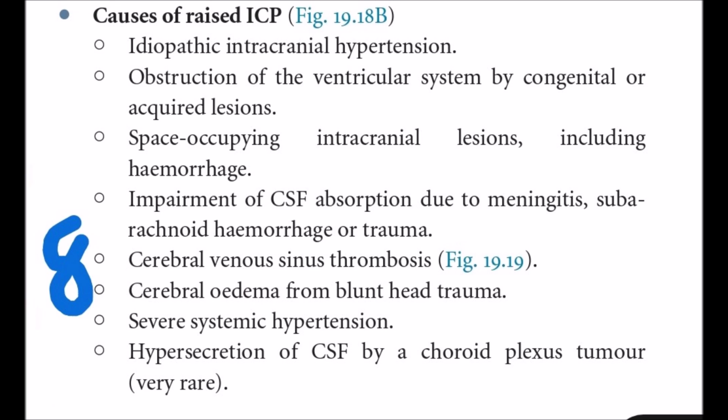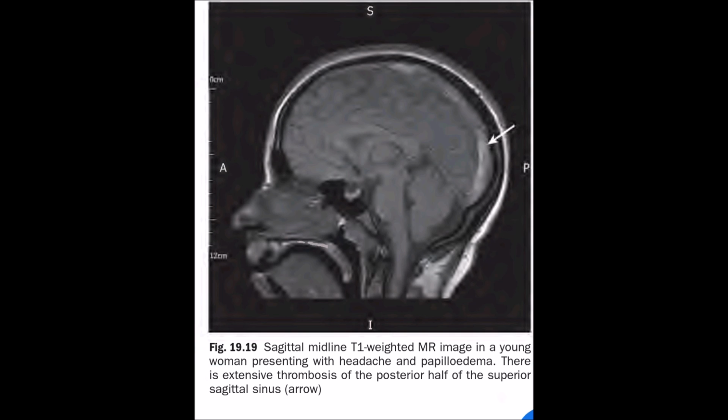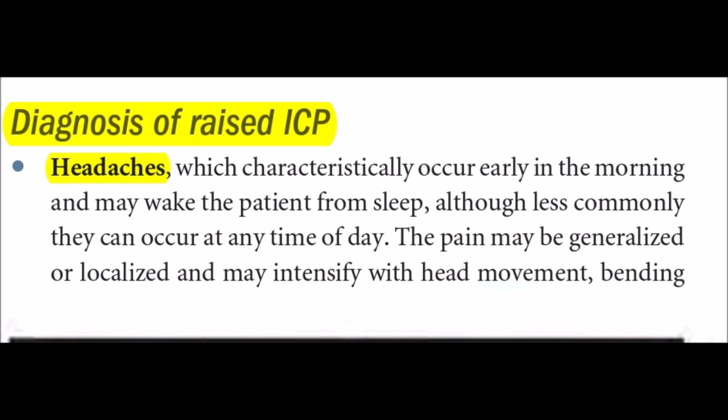Number 6 is cerebral edema from blunt head trauma. Number 7 is severe systemic hypertension. And number 8 is hypersecretion of cerebrospinal fluid by a choroidal plexus tumor, and that is the rarest of them all. Of these 8 causes, the most important one is idiopathic. CT scan showing subarachnoid hemorrhage in the posterior region.